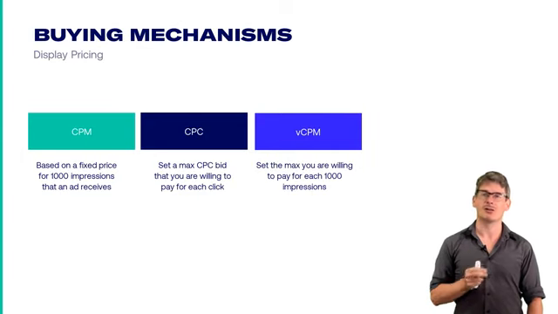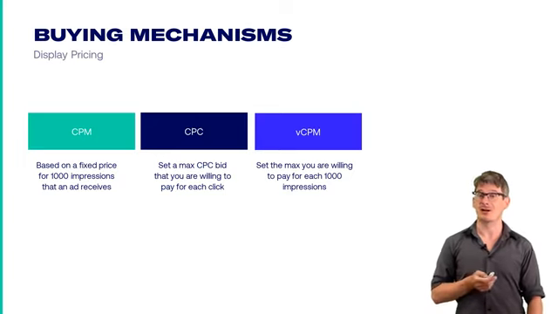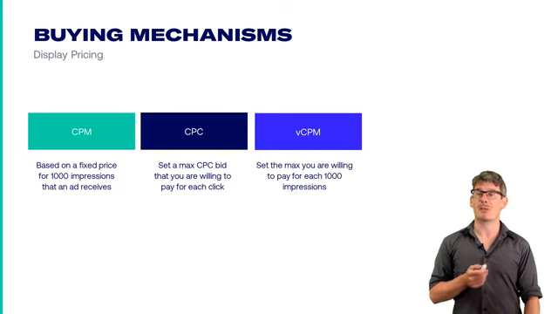Buying mechanisms are essential to understand how you're actually going to pay for your campaign and how you're being charged for the activity that your customer has undertaken, based on either looking at your ad or clicking through your ad. So CPM is the pricing method we'll start off with. So it's fixed pricing. You're paying for 1,000 impressions.